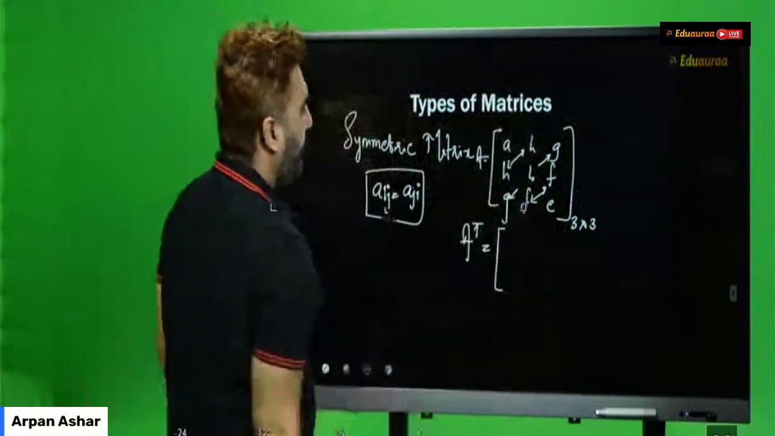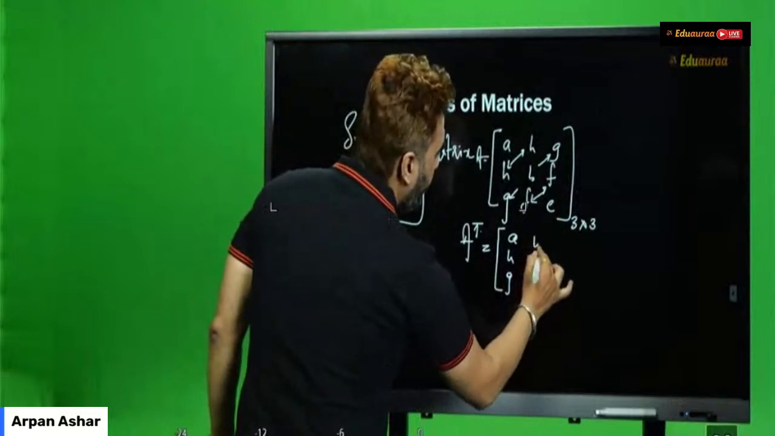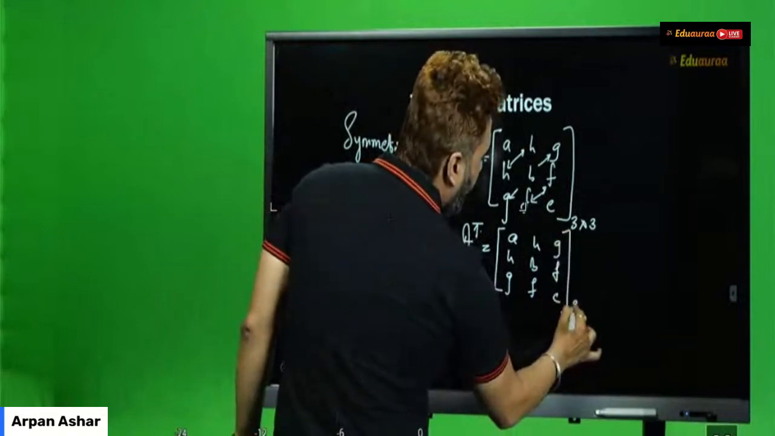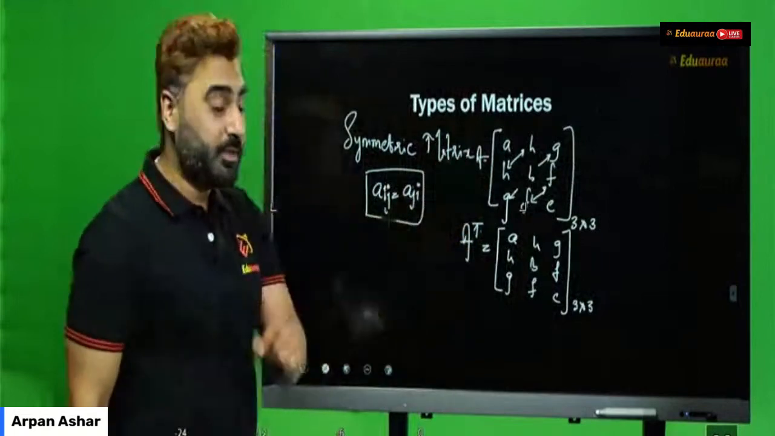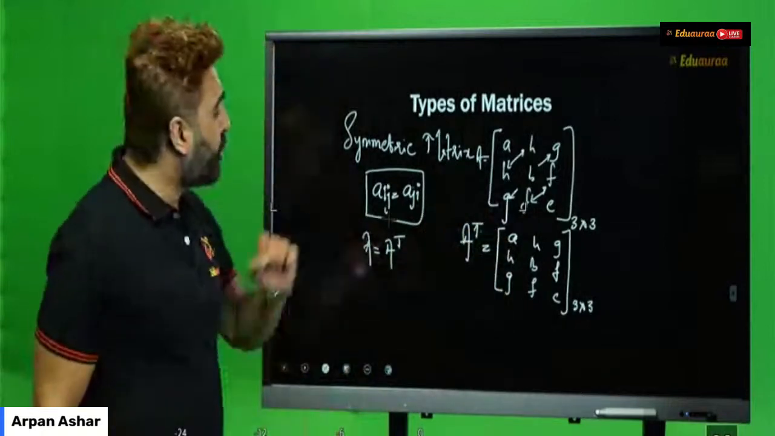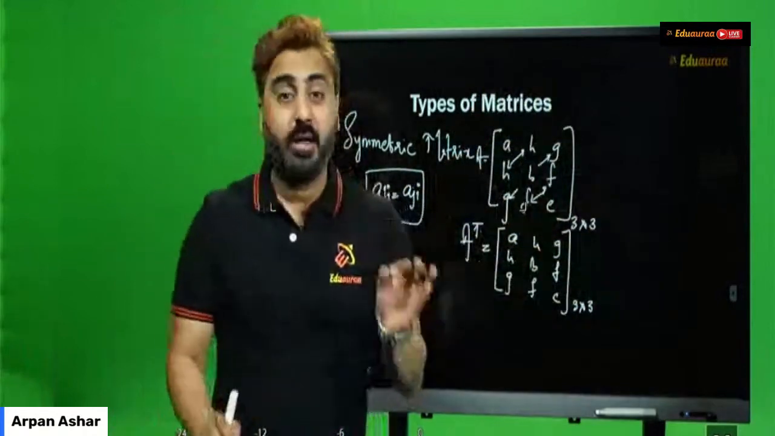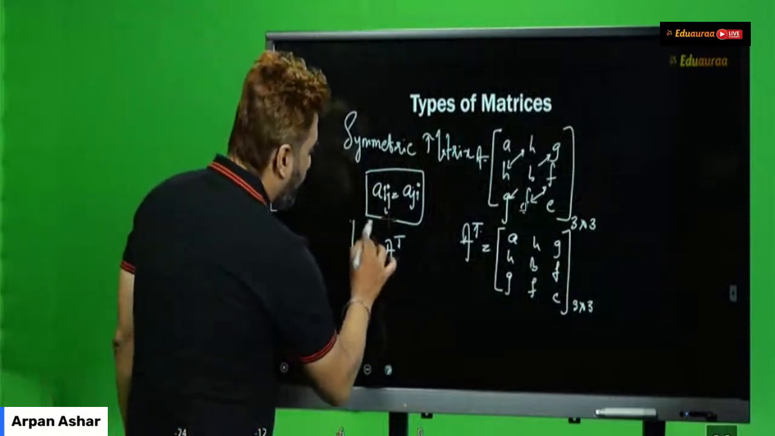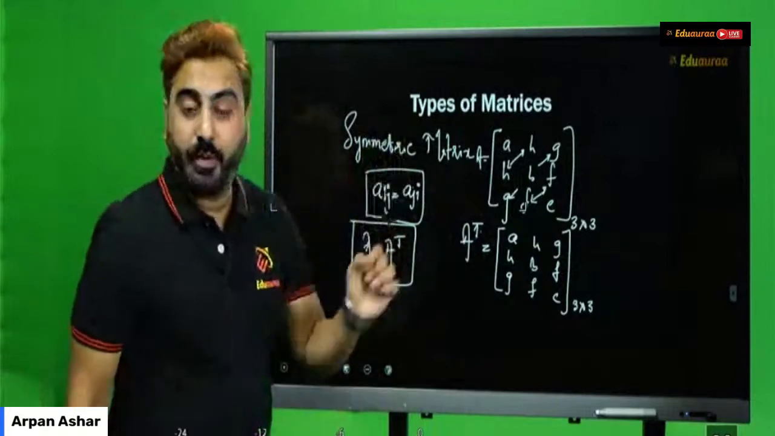So here A transpose will be: A H G, H B F, G F C. Oh, these two are the same. That means we can say A is equal to AT. So from this, what is a symmetric matrix? It is basically a square matrix where the condition is Aij equals Aji and A is equal to AT. So this is about your symmetric matrix.